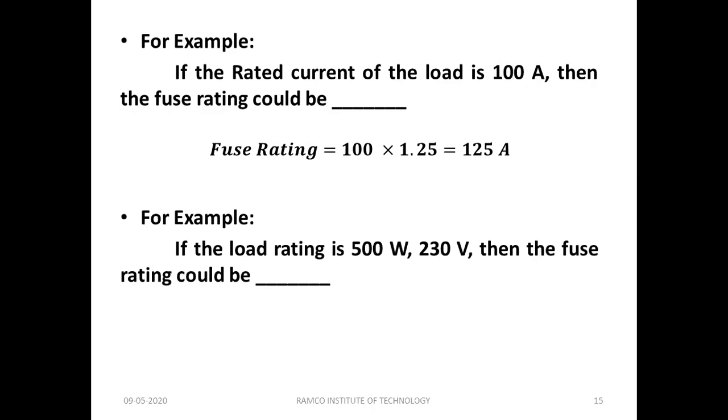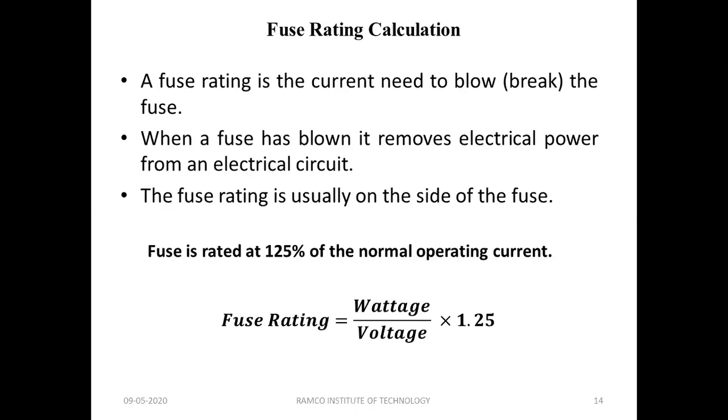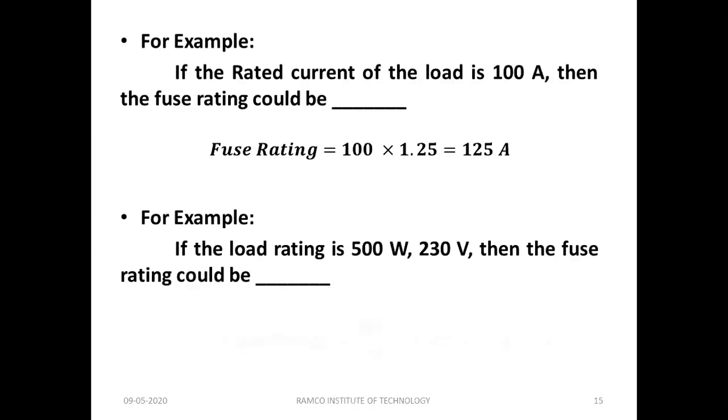Another example: if the load rating is 500 watt, 230 volt, then what may be the fuse rating? What is the formula? Fuse rating is equal to wattage by volt into 1.25. So the wattage here is 500, divided by 230, which is your voltage value, into 1.25. You will get 2.71 amps, which is nearly equal to 3 amps. That is the fuse rating, right?